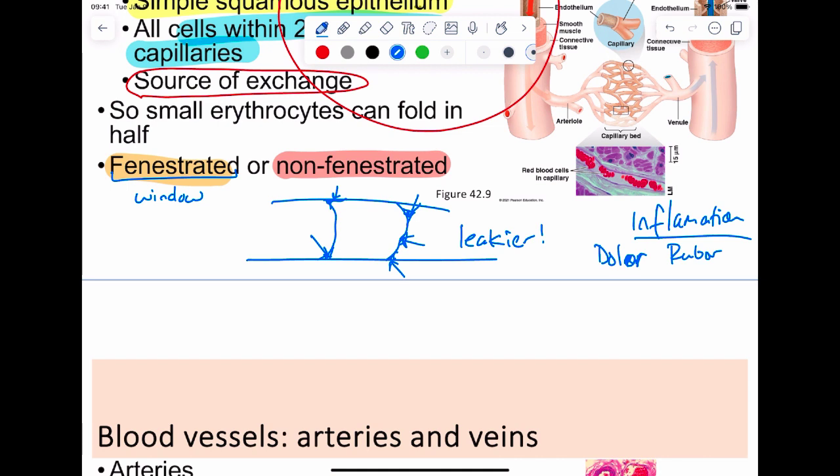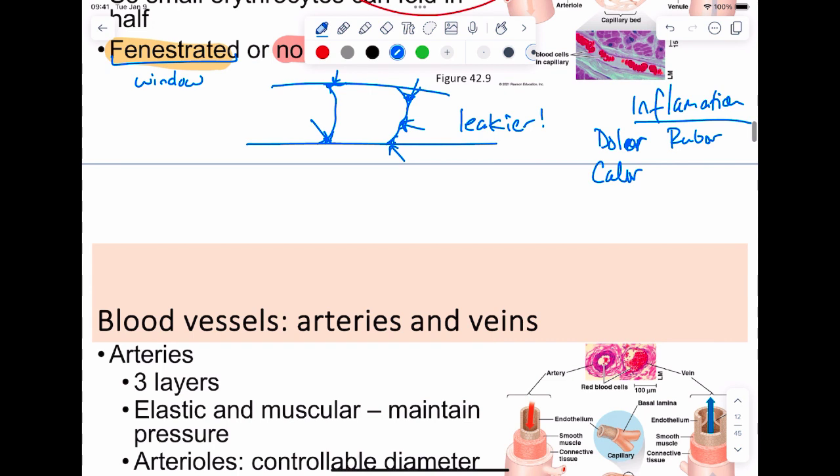Sounds like the word ruby. Redness comes with calor, heat. Comes with turgor, swelling. Also comes with the last one, functio laesa. Doesn't work. Tell me, you sprain your ankle and it swells up. How much do you want to walk? You don't. Oh, the function has gone down.